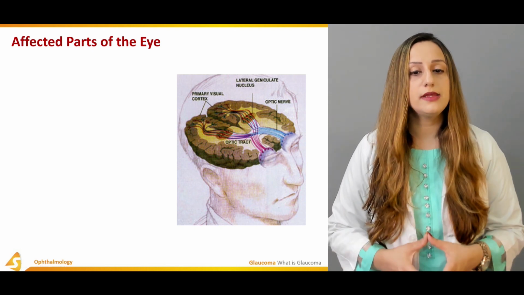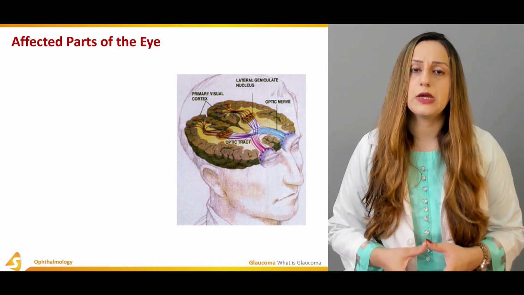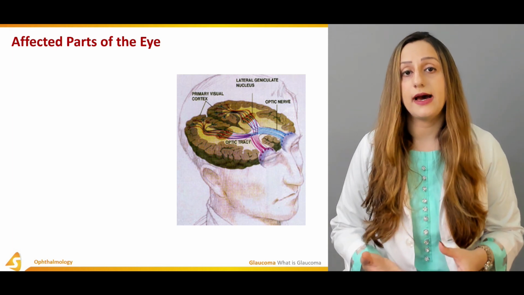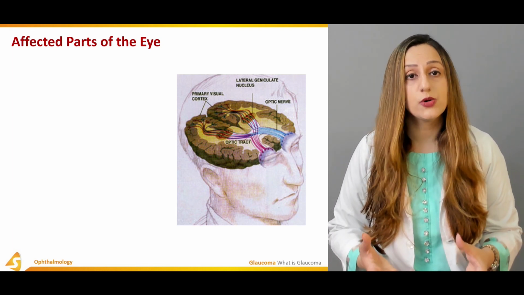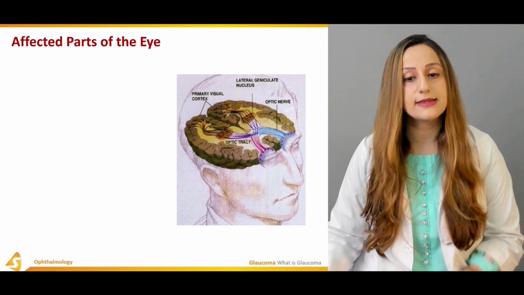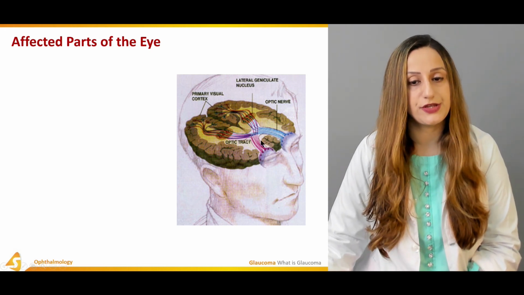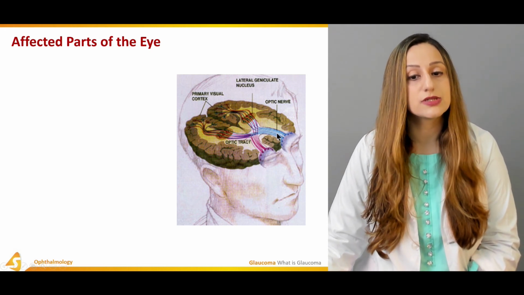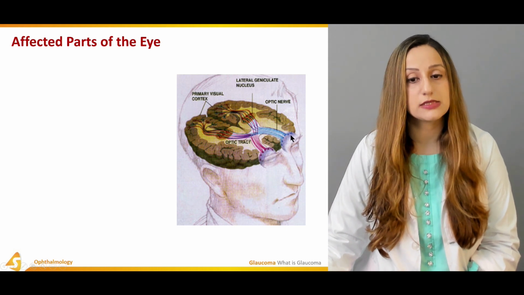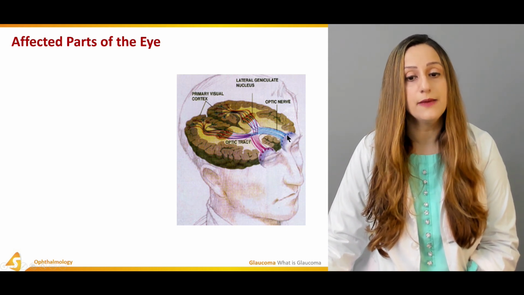Now, what are the affected parts of the eye? When we take a look at the visual pathways, we can see that there is an optic nerve over here that is basically carrying the messages from the eyeball, from the retina of the eye.